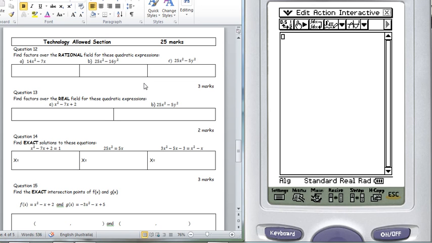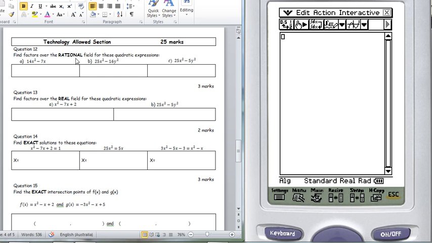This is for Year 11 Methods, and it's the completion of the 2011 Chapter 2 test, Technology Allowed section, on the ClassPad. Question 12. Find the factors over the rational field for these quadratic expressions. Rational field means I need answers that are integer answers, not surd answers. If I look down to question 13, over the real field means I'll need surd answers.